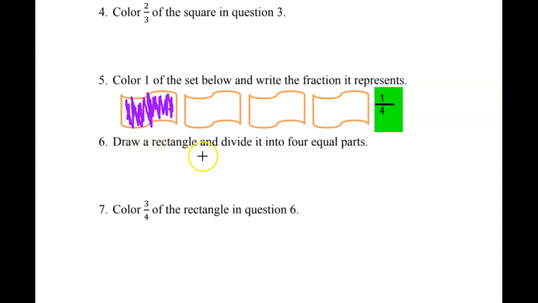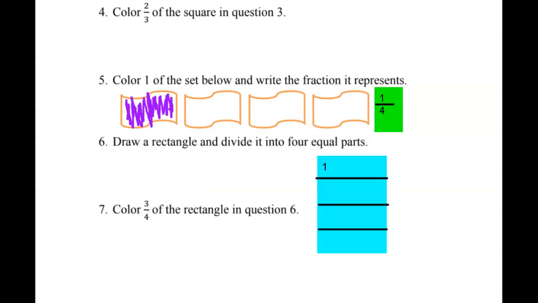Draw a rectangle and divide it into 4 equal parts. So pause it and do that now. I drew my lines horizontally. We have 1, 2, 3, 4 now, 4 equal parts. And now it wants us to color in 3 of those 4 parts, so 3/4 of it.